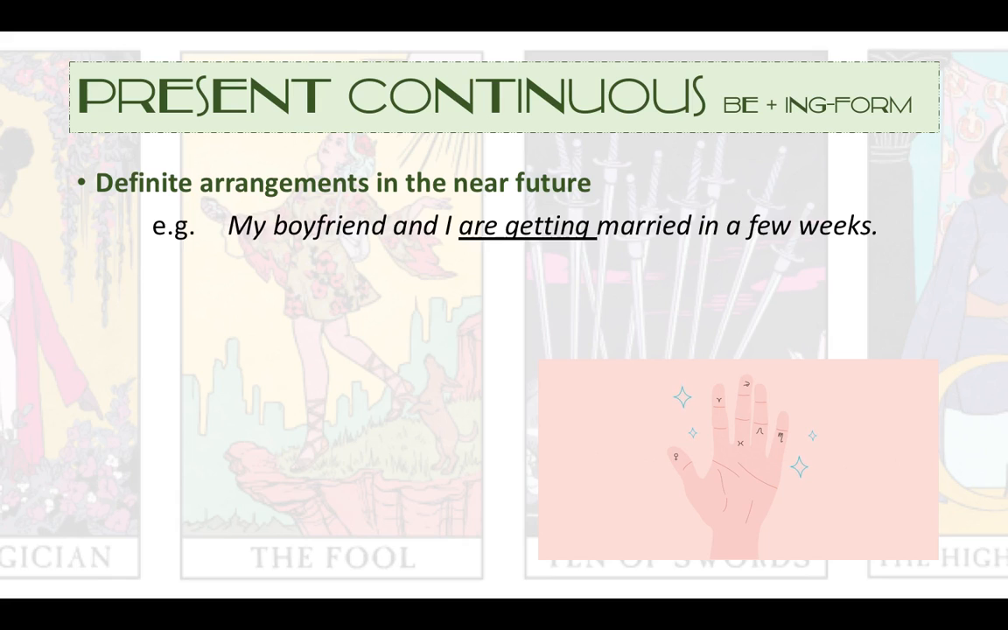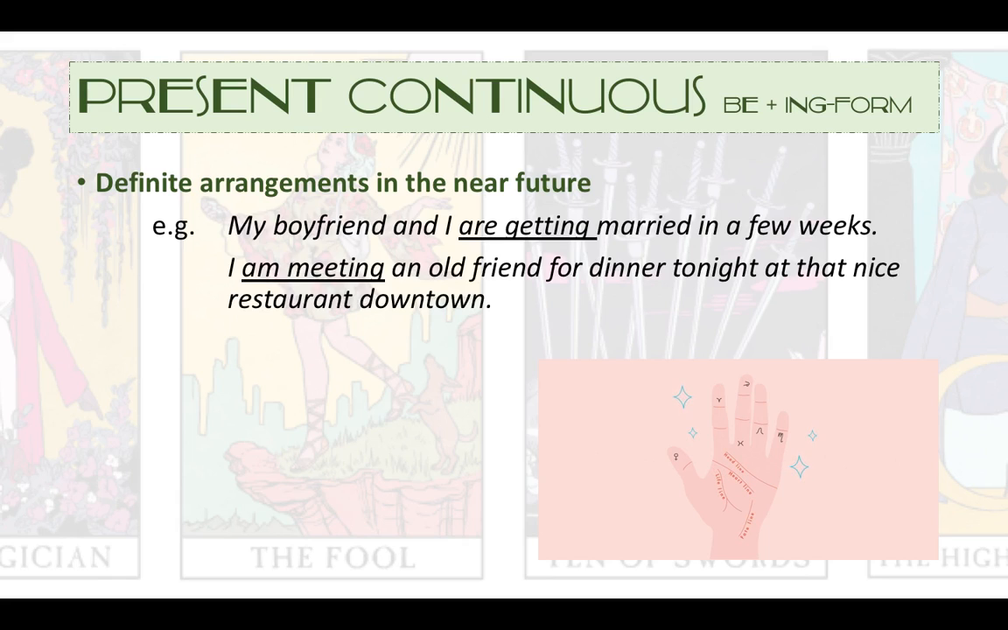For example, my boyfriend and I are getting married in a couple of weeks. The event is a marriage. And of course, a wedding implies a lot of preparations. Once prepared, the chances of it happening are pretty high. So that is what we call a definite arrangement in the near future.